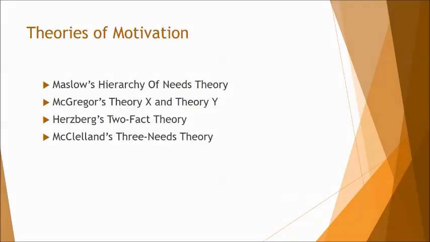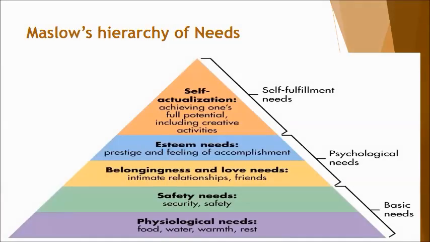So also, there are different theories of motivation here. We have the Maslow hierarchy of needs, McGregor's Theory X and Y, the Herzberg two-factor theory, and the McClelland three needs theory. The first theory of motivation is the Maslow hierarchy of needs, wherein we have the physiological needs, safety needs, belongingness and love needs, esteem needs, and self-actualization.